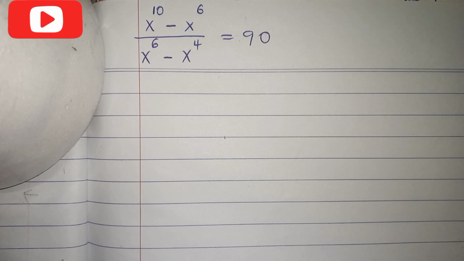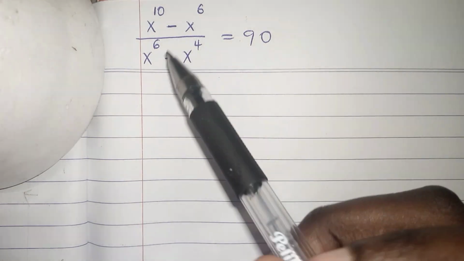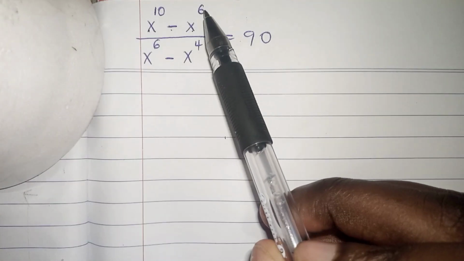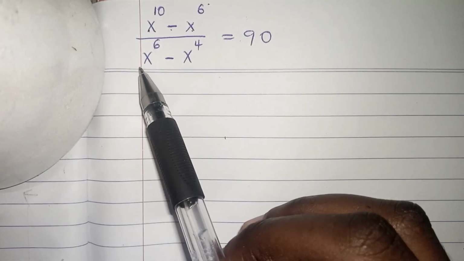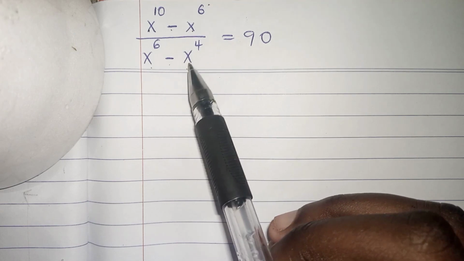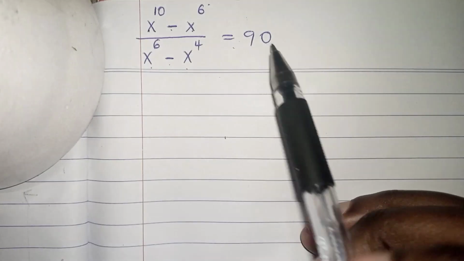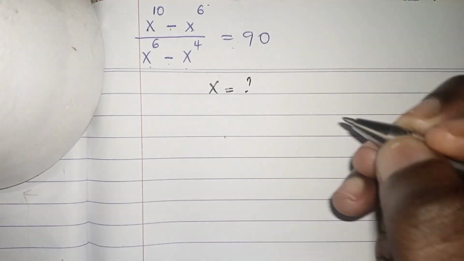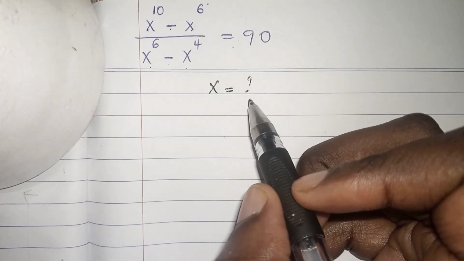So today I'm bringing you this nice equation that I want us to solve for the value of x. We have our numerator x to the power of 10 minus x to the power of 6, over our denominator x to the power of 6 minus x to the power of 4, is equal to 90. So what is the value of x? We want to get the real value of x.